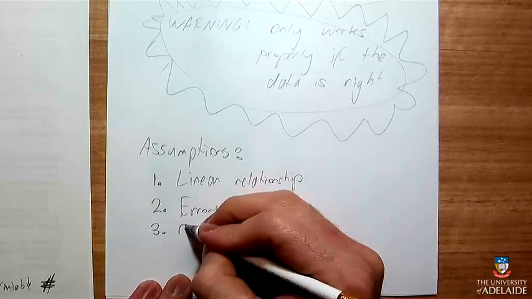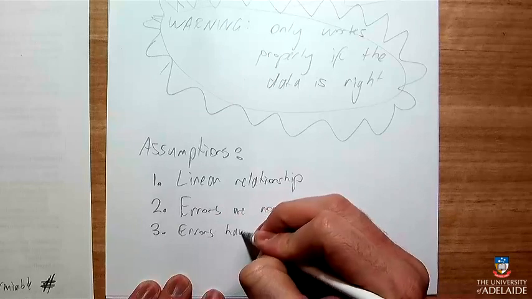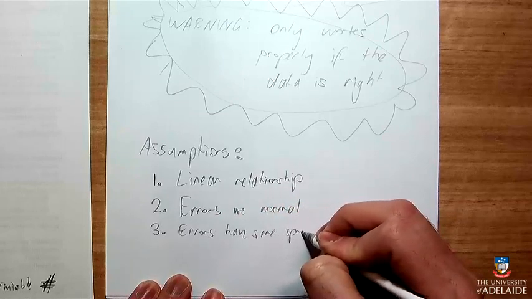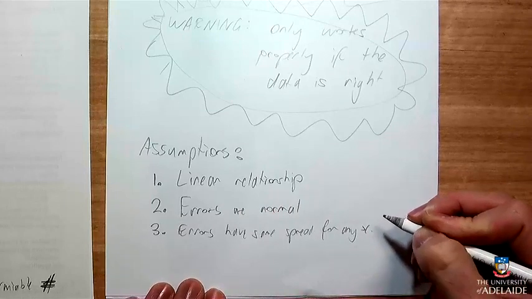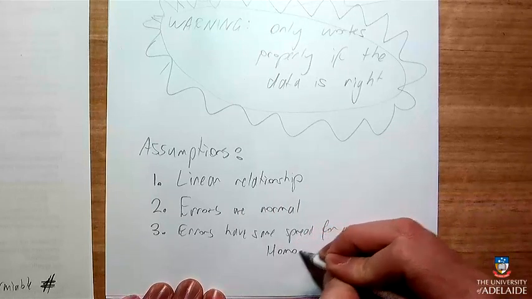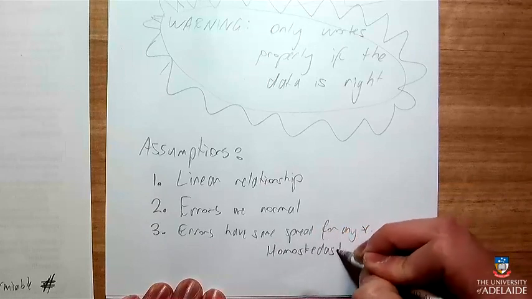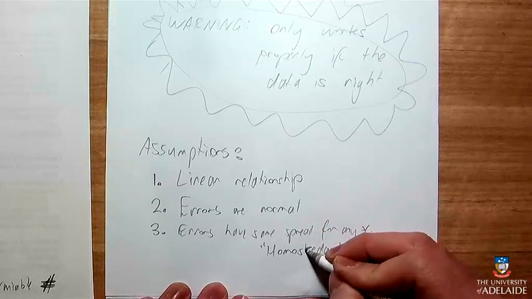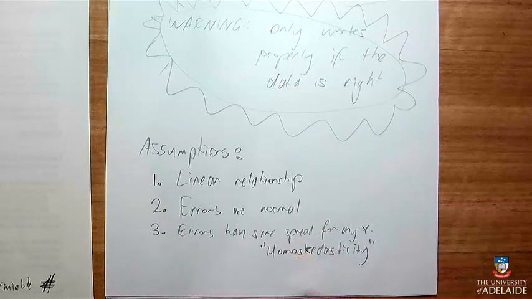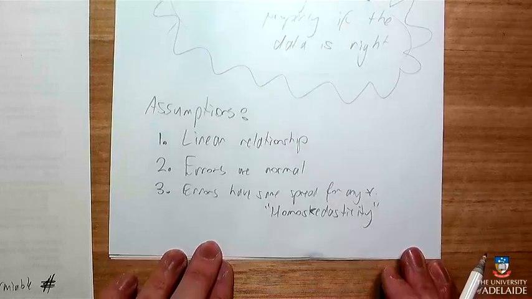The errors have the same spread for any x, which the fancy word for this is homoskedasticity. Sometimes spelt with a C in this spot. No one will care. Homo meaning same. Skedasticity is apparently something to do with spread. Never quite understood that bit, but okay.